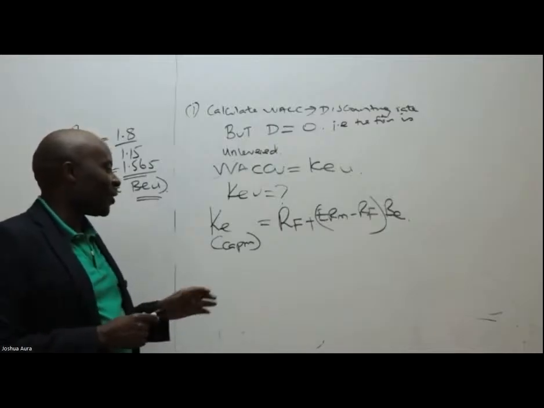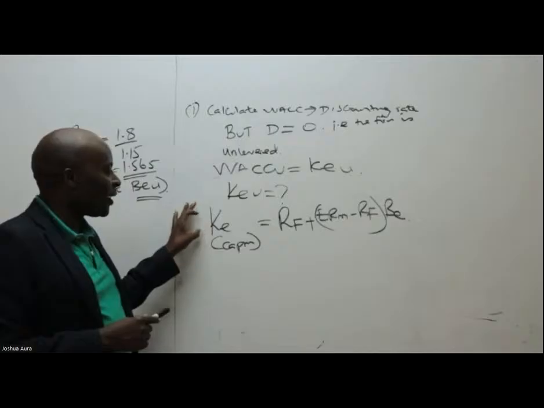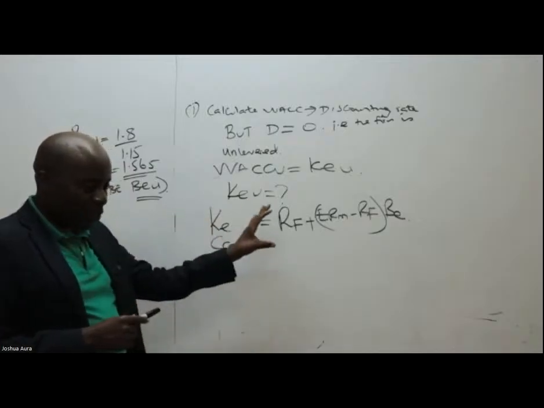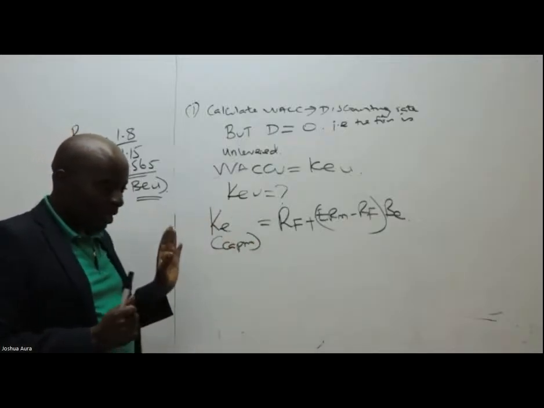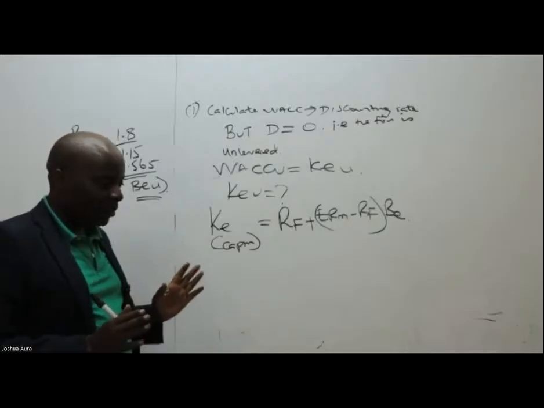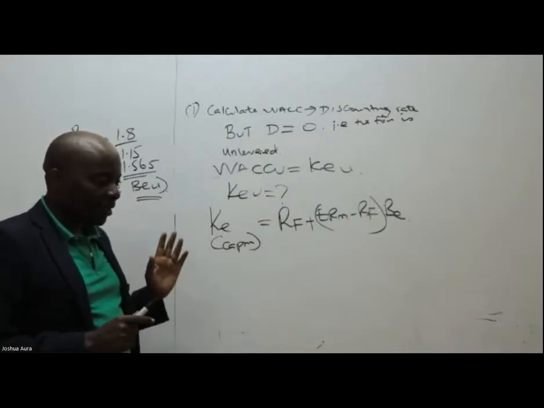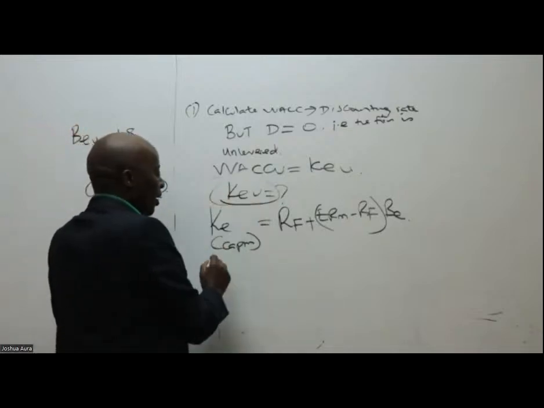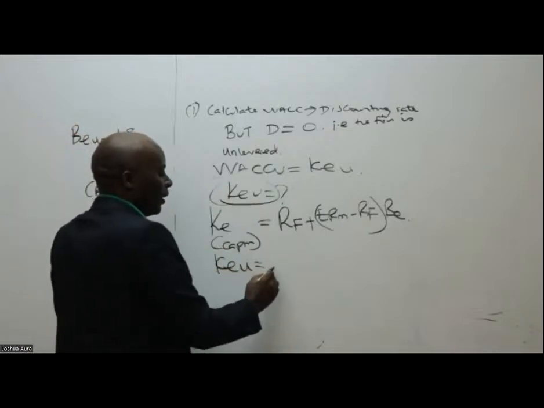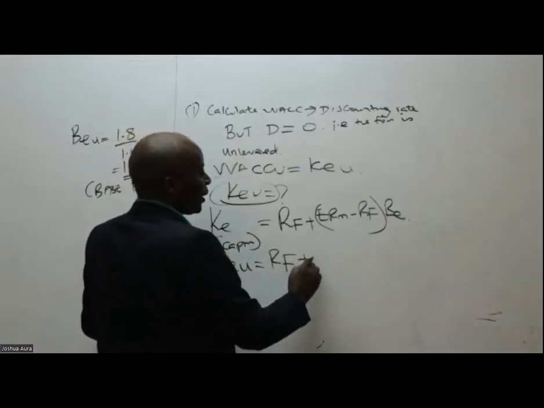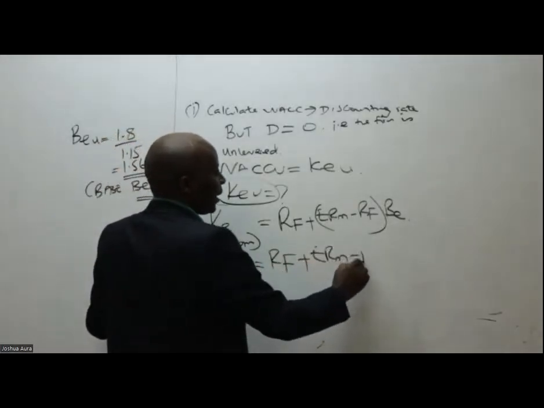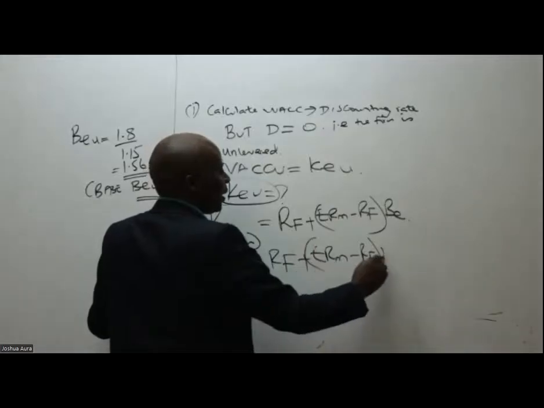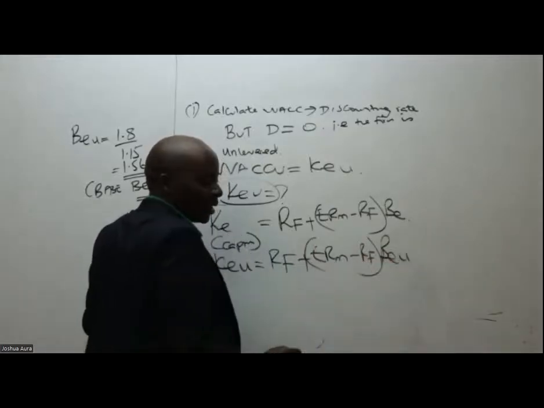So could you kindly, ladies and gentlemen, confirm whether you've been able to write up to here? Are we together up to here? I'm not even asking about understanding, but first of all, are we together? Aha, great. So what they want us to do is to give them K_U, cost of equity of unlevered firm, which will be equal to risk-free rate plus expected return of the market minus risk-free rate, times beta equity unlevered, like that.